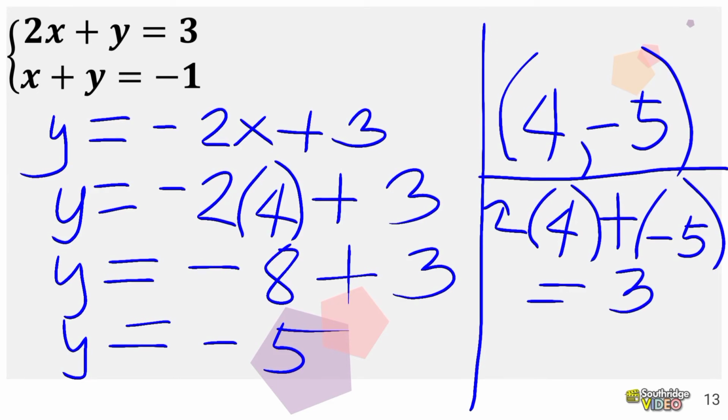So obviously 2 times 4, 8, plus negative 5 is positive 3. That is correct. So this is correct for the first equation. How about the second equation? If you add 4 and negative 5, it will give you negative 1. So therefore, the solution that we obtained here on the second example is correct.